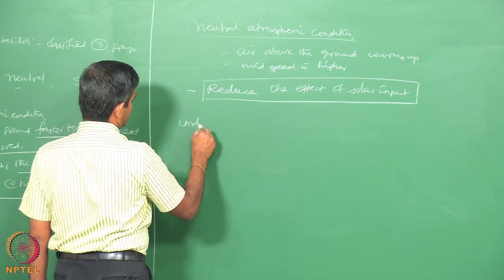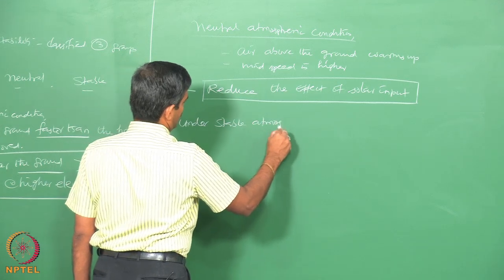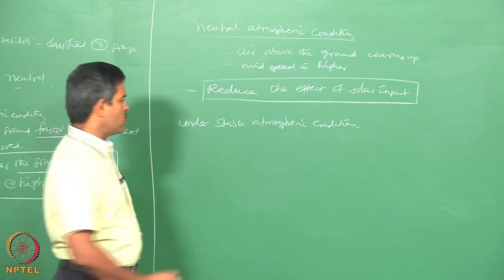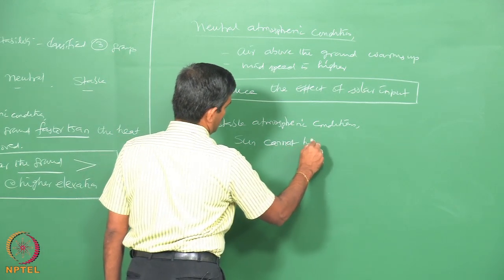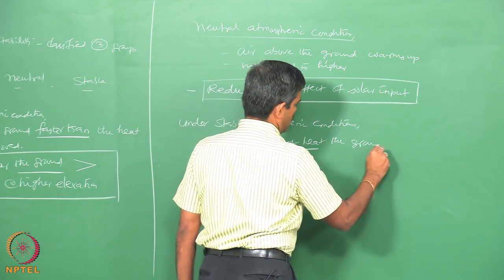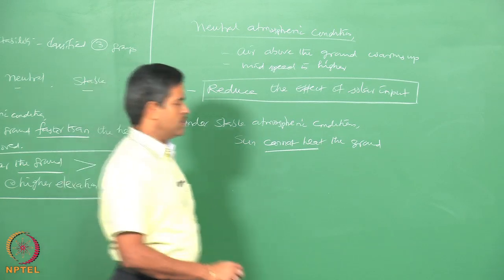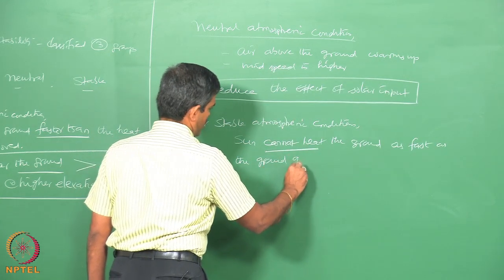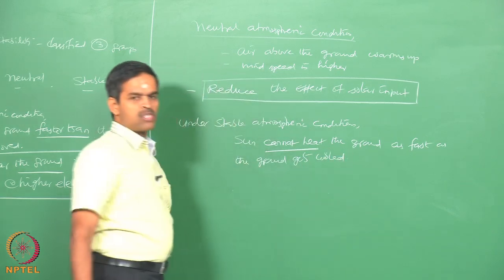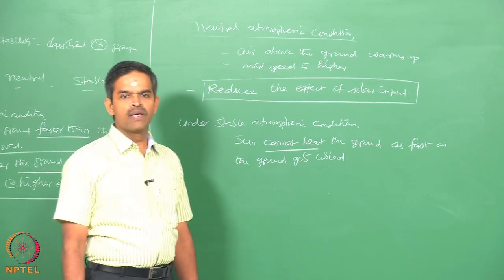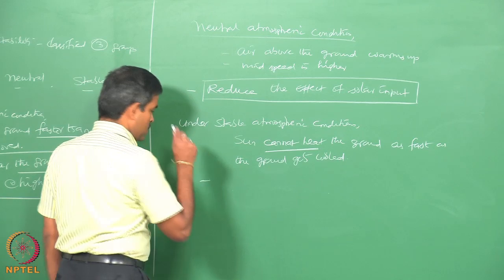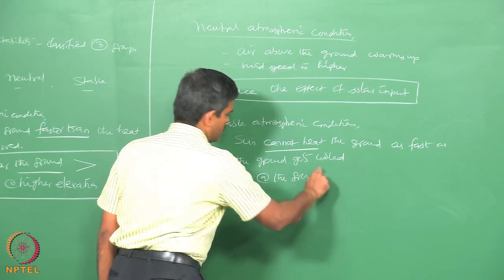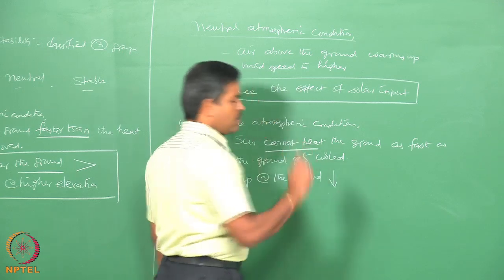Under stable conditions, the sun cannot heat the ground as fast as the ground gets cooled, which is converse to the unstable atmospheric condition. Now, what is the consequence of this? This will result in the temperature at the ground being comparatively lower than the temperature above.